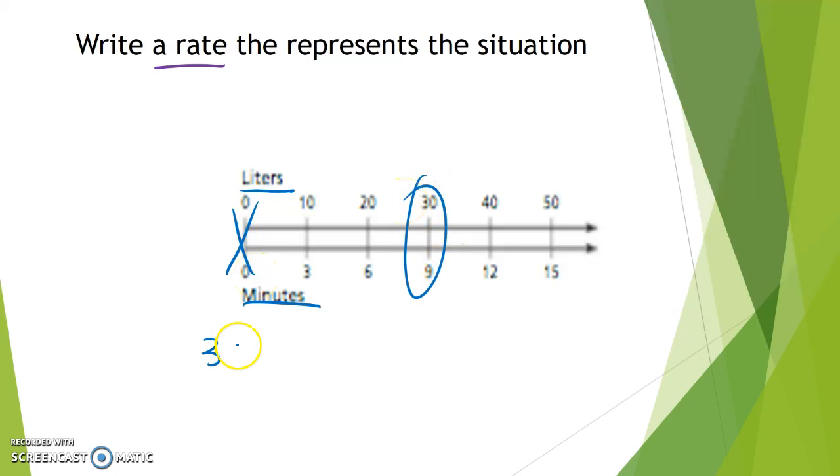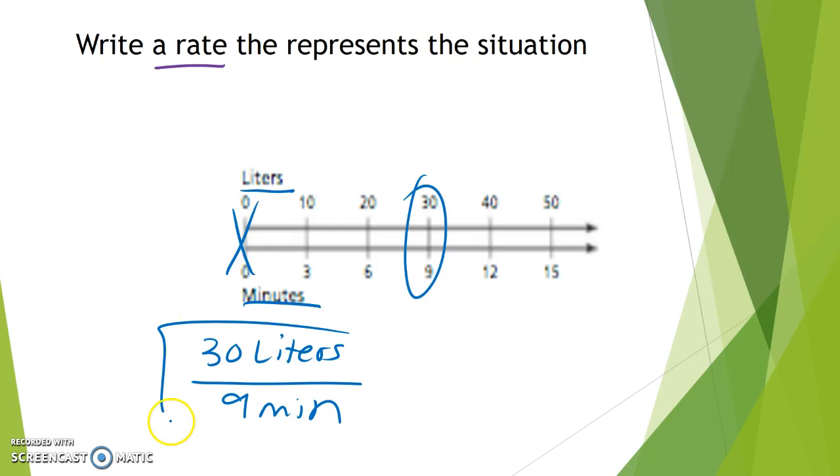And that means 30 liters in 9 minutes. And that's a rate. Now I could do 10 liters to 3 minutes, 20 liters to 6 minutes, and so on. As long as you pick one where the numbers are lined up, you're totally fine. So we can keep going.